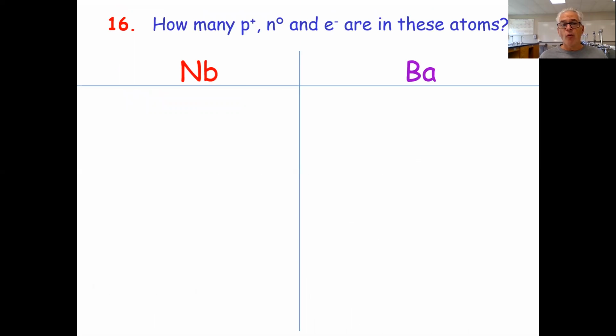Two more atoms in a row, niobium and barium. And this reminds me of a chemistry joke, so while you're doing this, I'm going to tell you a joke. But you need to look this up. Niobium is element number 41. Barium is element number 56.